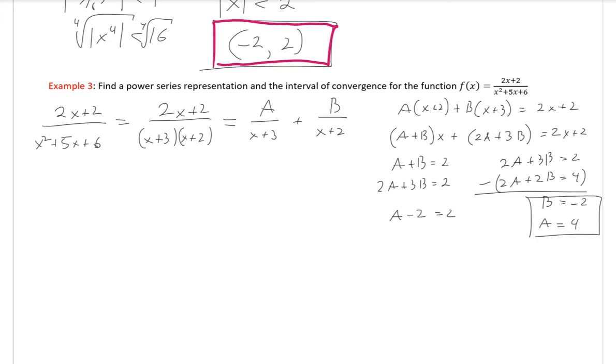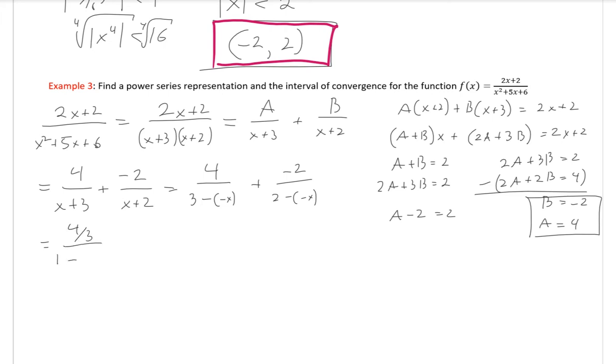Alright, that gives us now our two fractions of 4 over (x plus 3) minus 2 over (x plus 2). Or you could even say plus a negative 2. Both of these are pretty easy to manipulate. We can write this as 4 over (3 minus negative x), plus negative 2 over (2 minus negative x), and then divide by 3 and 2 appropriately. And we get 4/3 over (1 minus negative 1/3 x), plus this one we're going to divide by 2, so we get negative 1 actually, over (1 minus negative 1/2 x).